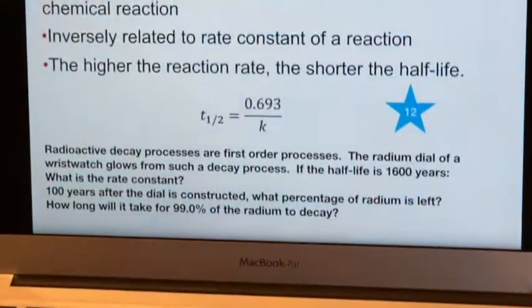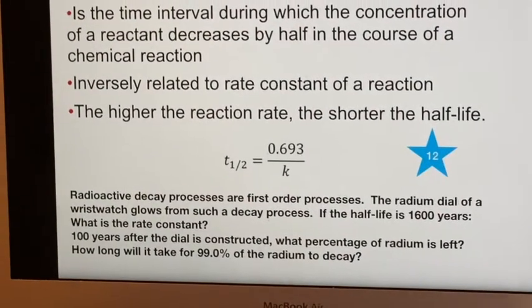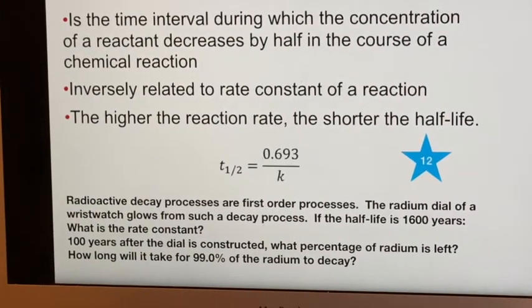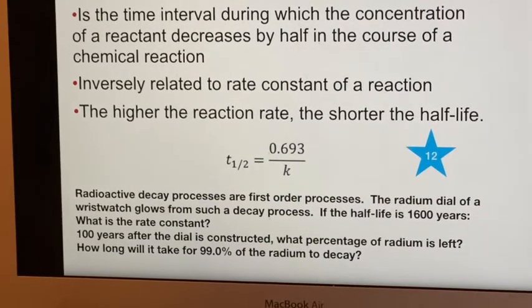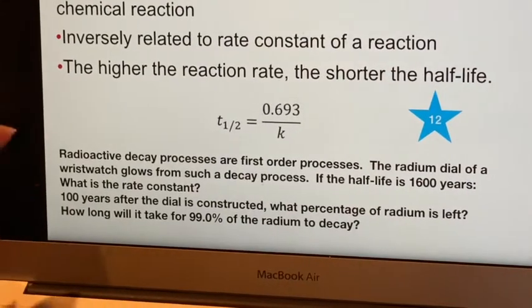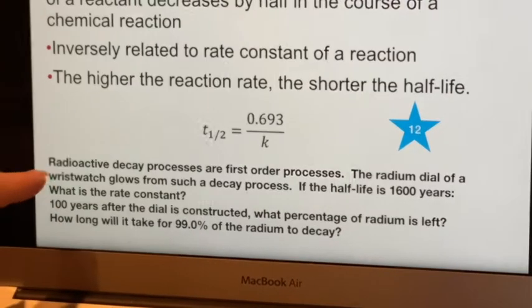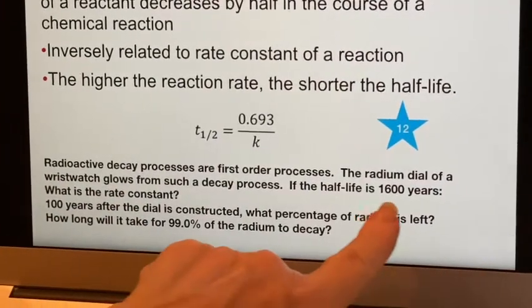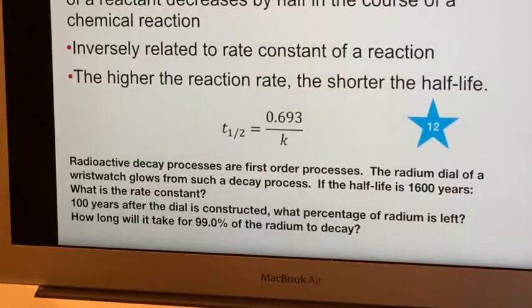And now we're going to do a little puzzle with it. Radioactive decay is a first order process. So now this is more of a physics problem, but it still responds to the same sort of kinetics analysis that we do on our chemistry problems. So here's a radium dial on a wristwatch, and it glows from a decay process. If the half-life is 1,600 years, what's the rate constant? Okay, so they're going to give me this number, and then they're going to ask for the k.